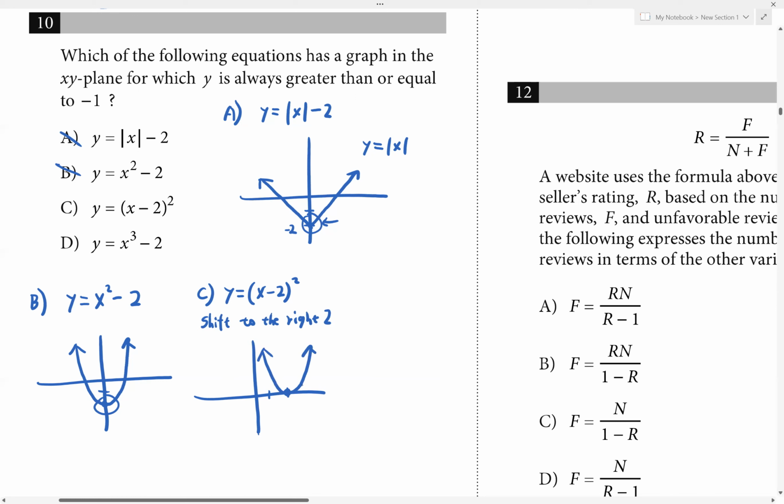And we see this, since we're just shifting right 2, we don't have anything down here, right? So everything is above or equal to -1. And that should be our answer.